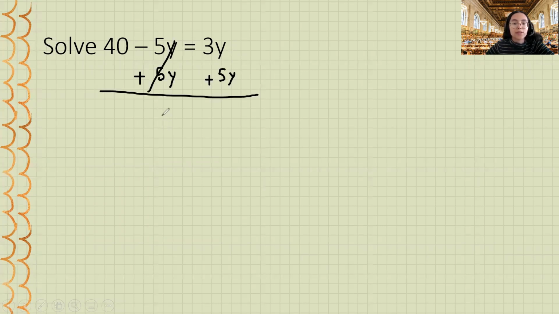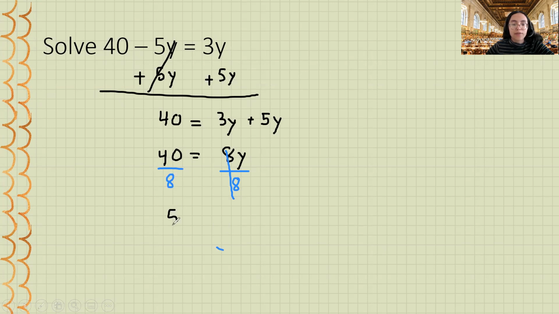And then these will cancel, and I can bring down my 40, my equal sign, and 3y plus 5y, well, that's going to be 8y. Now to undo this multiplication of 8 times y, I divide by 8. And then I can write 5 is equal to y, or you can write y is equal to 5. Okay? So let's go ahead and continue to the next example.